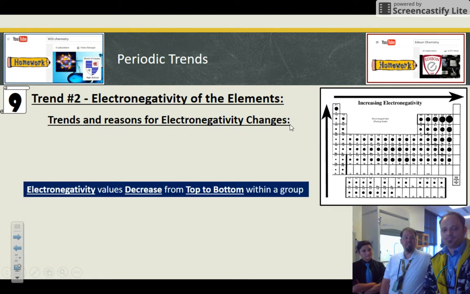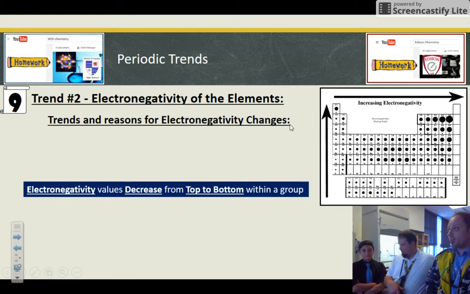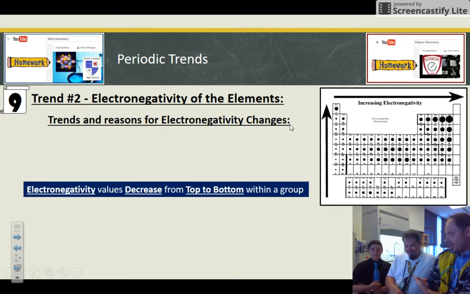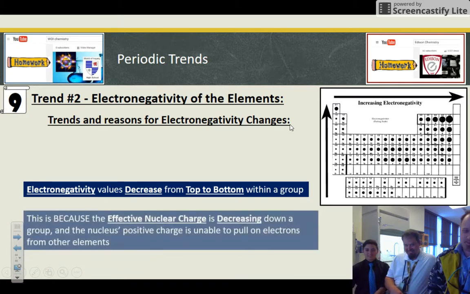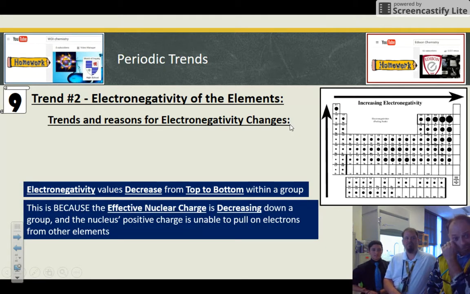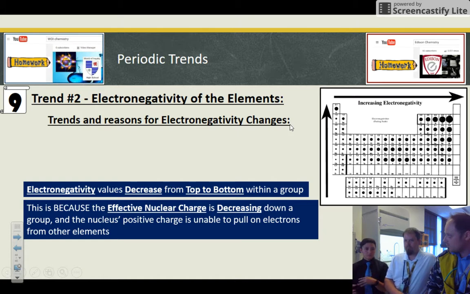That's right. As I go down, top to bottom, you want to try this trend? Yeah, right. Electronegativity decreases. So that's because the effective nuclear charge is decreasing down the group.